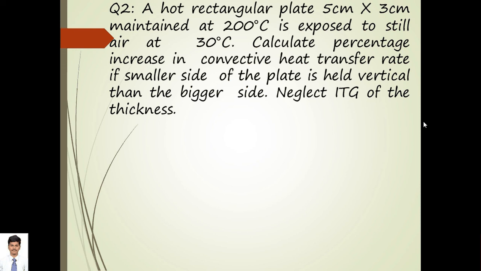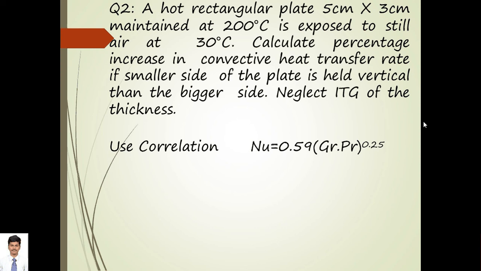Numerical number 2. A hot rectangular plate 5 cm by 3 cm maintained at 200 degrees centigrade is exposed to still air at 30 degrees centigrade. Calculate the percentage increase in convective heat transfer rate if the smaller side of the plate is held vertical rather than the bigger side. Neglect the effect of thickness, right?